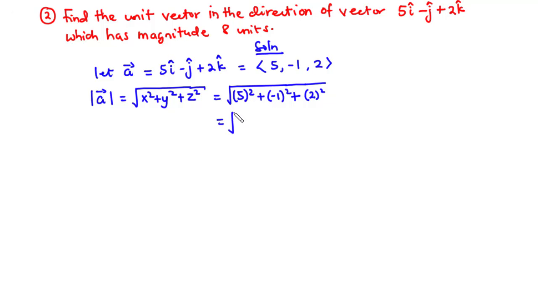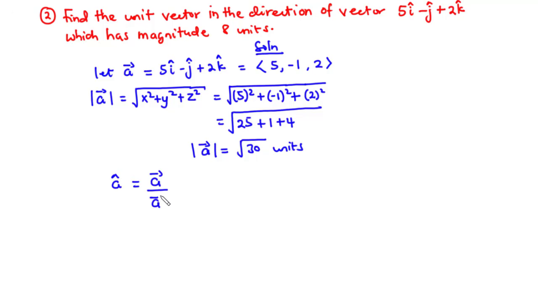So this is equal to 5 square is 25, -1 square is 1, 2 square is 4. Now 25 plus 1 is 26, plus 4 is 30. Therefore we have the magnitude of vector A to be square root of 30 units. So this is the magnitude of vector A. Now let's find the unit vector in the direction of vector A. That is given by A cap, and that is equal to vector A divided by its magnitude.